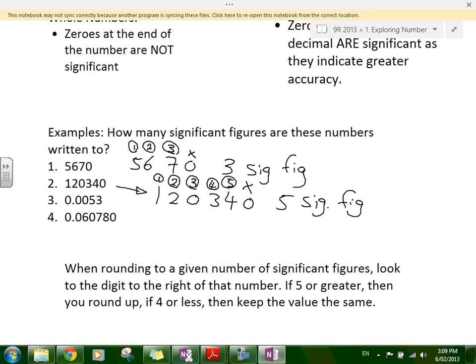So the idea again, I'll say it again. You start at the left and you find the first number that's not 0. Every number after that that's not 0 is counted. Zeros that are between 2 non-zero numbers are counted as well. Once all the numbers that aren't 0 are finished and there's zeros left over in a whole number, those are not counted as significant. Okay?